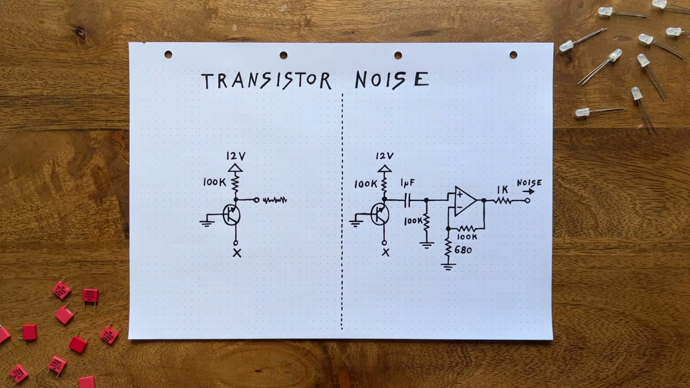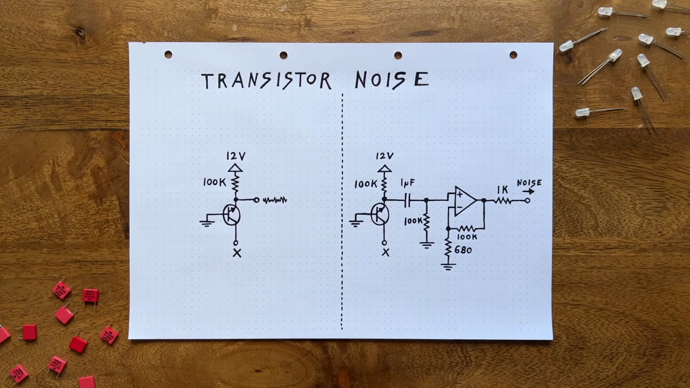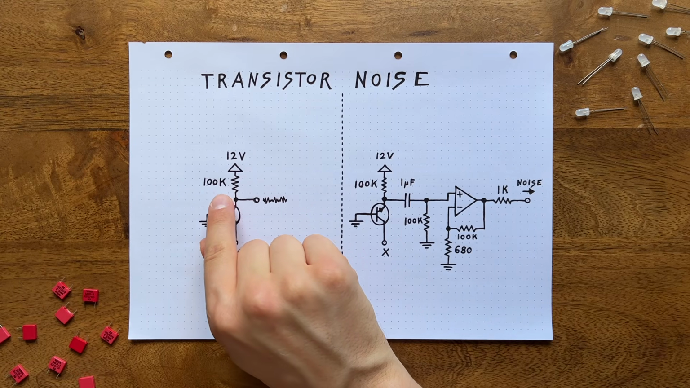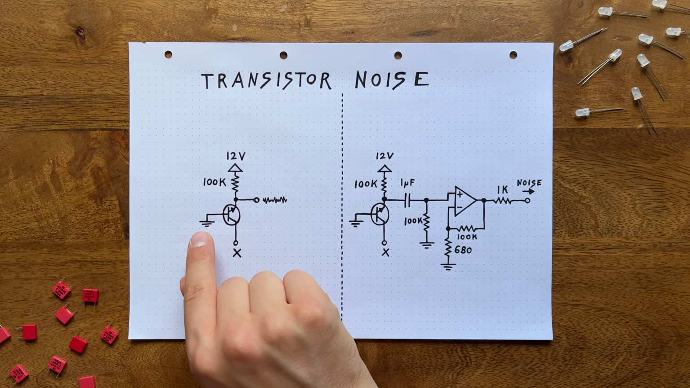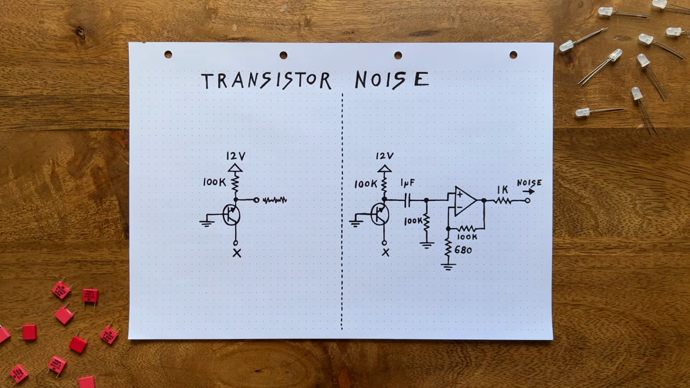Now, to actually make noise happen, we only need two components, the transistor and a resistor. Here's how it works. We connect our transistor's emitter to the positive supply voltage through a resistance. Then we ground the base while leaving the collector unconnected. The resistor serves one main purpose here. We need to convert the fluctuations in current flow into a fluctuating voltage. Why does it help us with this?